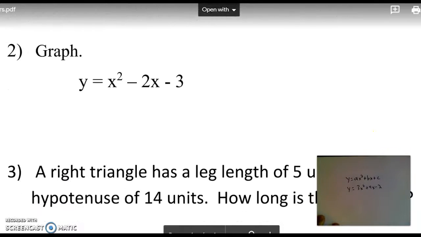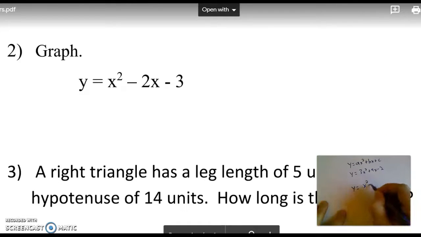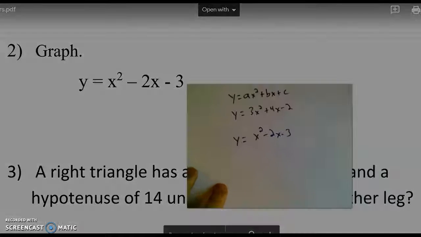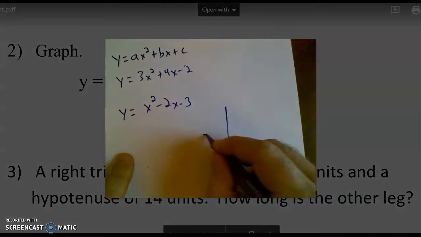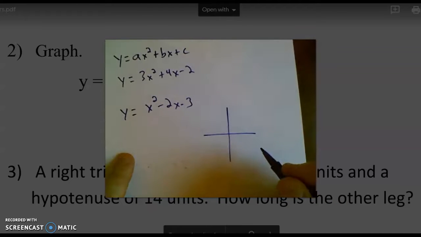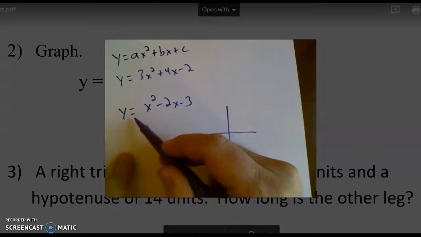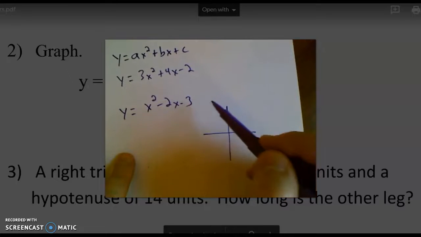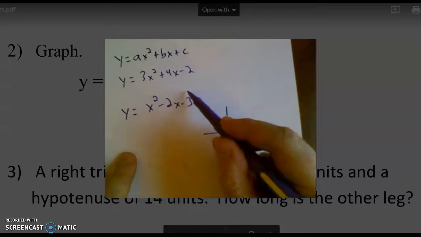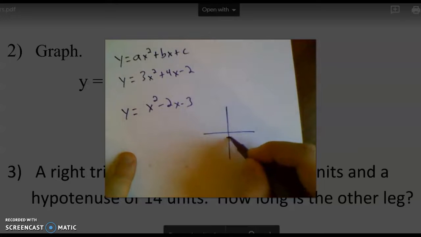Number 2, graph y equals x squared minus 2x minus 3. So if I were to graph this, there are some details I need on my graph, and one of those details is the y-intercept. And this form, the standard form, also called the expanded form, is really nice because it gives you directly the y-intercept: negative 3.